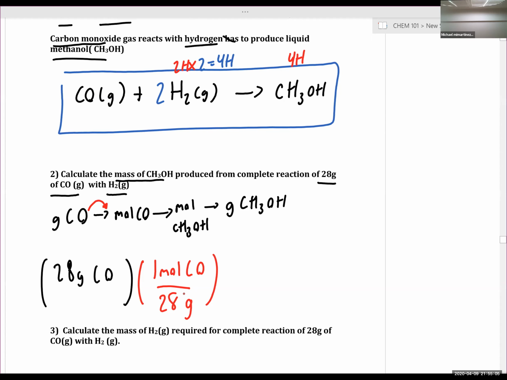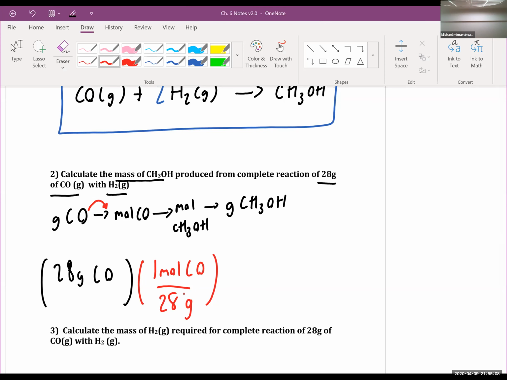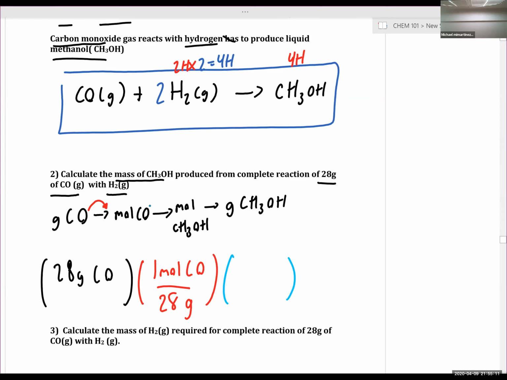Exactly right. Now let's get to the really interesting part here. We're going from moles of carbon monoxide to moles of methanol. So we'll have moles of methanol on top, and we'll have moles of carbon monoxide on the bottom. How many moles of methanol are produced in this reaction looking at the chemical equation? 1. And how many moles of carbon monoxide are we reacting in our chemical equation? Also 1. Exactly right.